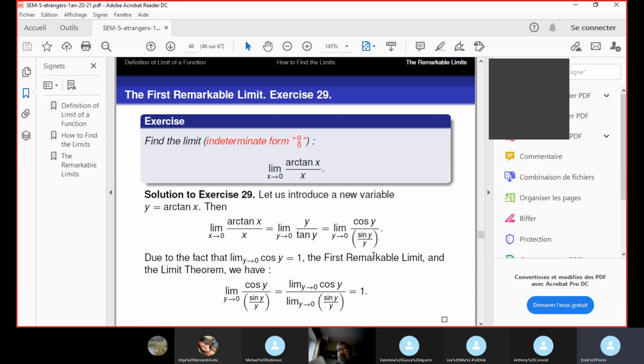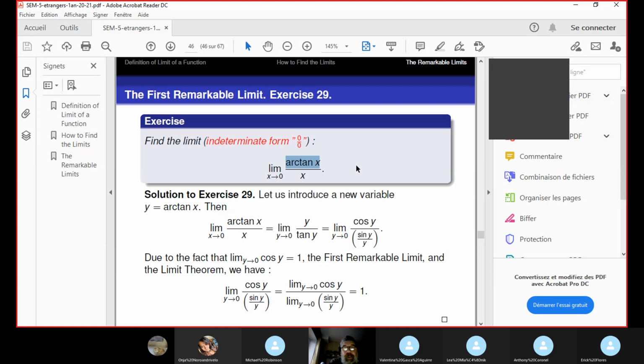You see, in the English literature, people usually write this function as tangent to the power minus one, the inverse function to the function tangent of x. But in Russian literature, we write this function as arctangent of x. So if you take some Russian books, or some English, American books, you will see there is a little difference in the notation.